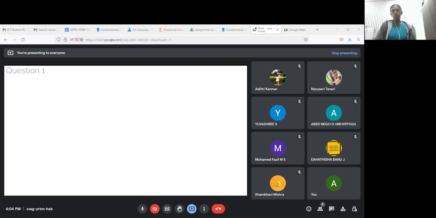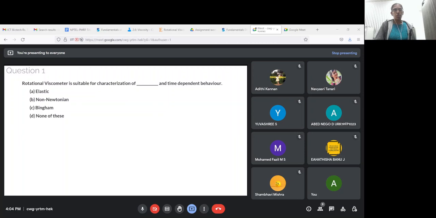So we'll be continuing with all theoretical questions because your assignment 2 is also entirely theoretical. Question 1. The rotational viscometer is suitable for the characterization of dash and time dependent behavior. So it could be elastic, non-Newtonian, Bingham, or none of these. So what is a rotational viscometer here? Non-Newtonian. Okay, the answer could be non-Newtonian.